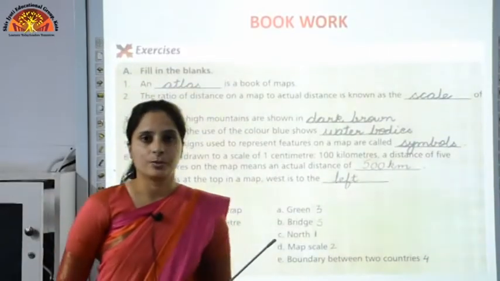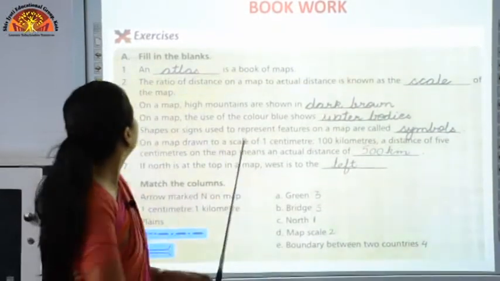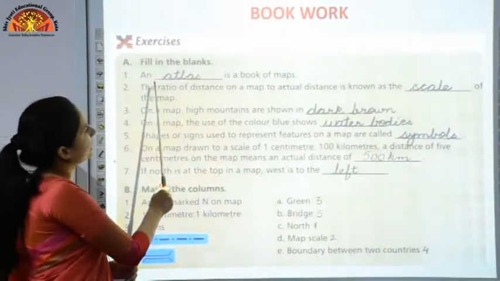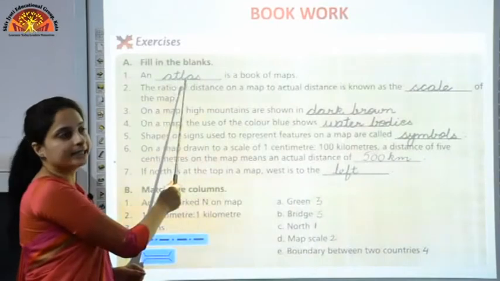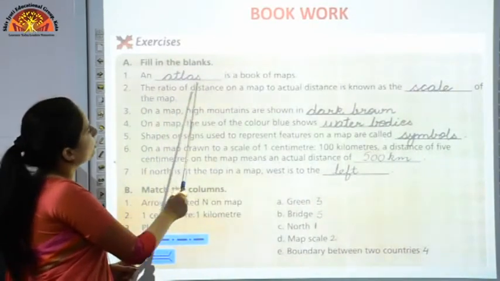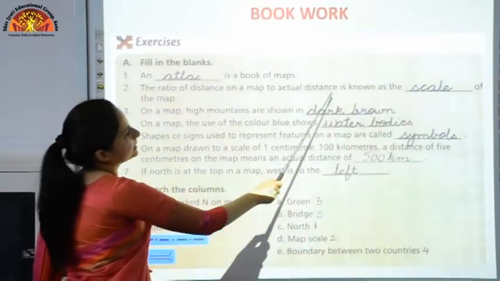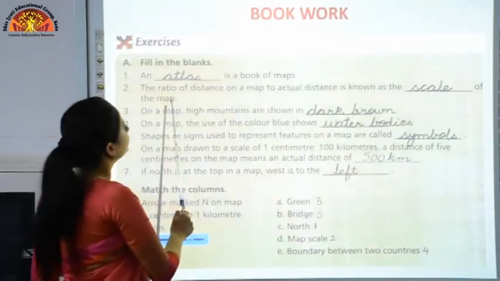Now I'll come on to the bookwork. I'll discuss the bookwork with you all. Fill in the blanks. We read that a book of maps is called an atlas. The ratio of distance on a map to actual distance is known as the scale of a map.